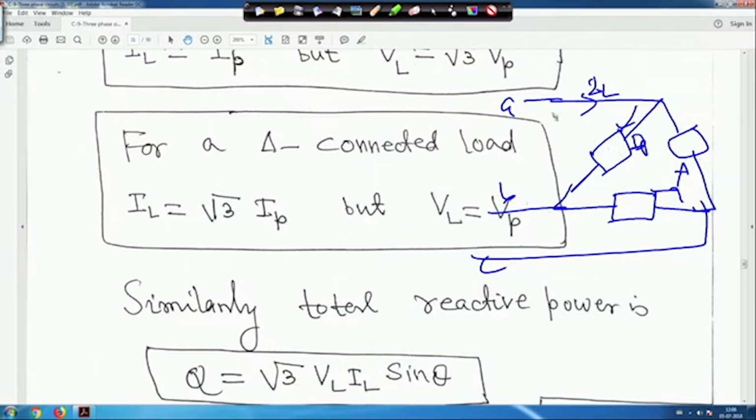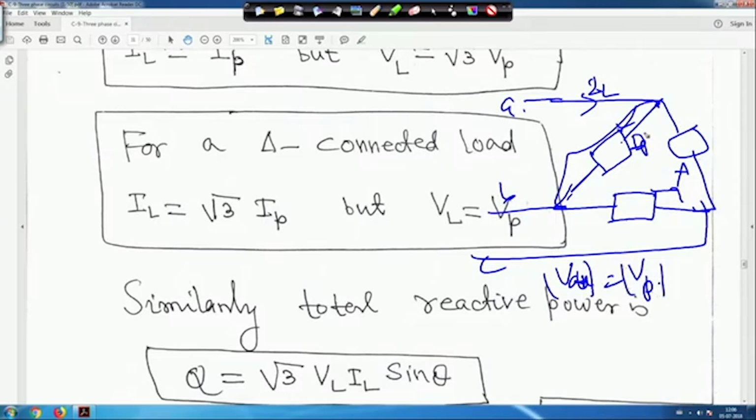And in that case, here line voltage is equal to phase voltage. For example, this is my VAB, which is the voltage across this delta connected load branch. So this is phase voltage, same as the line voltage. So VAB is equal to Vp in magnitude. Similarly VBC, VCA, all are Vp, phase voltage.